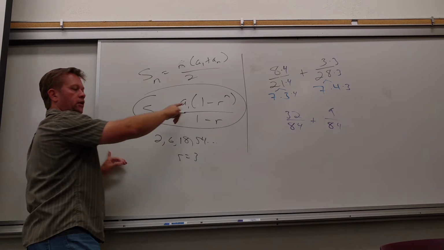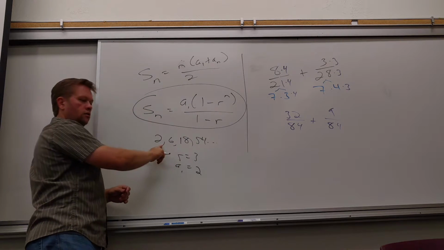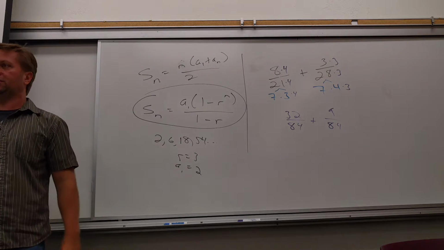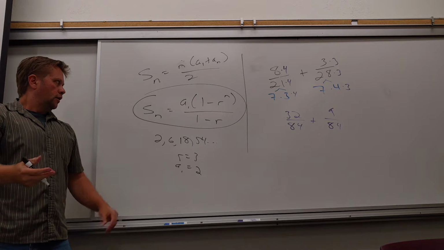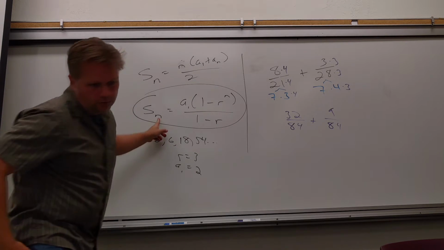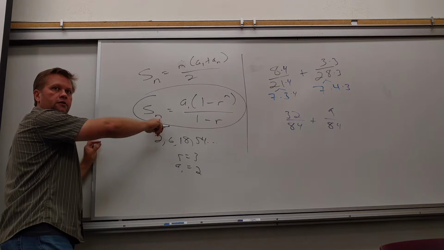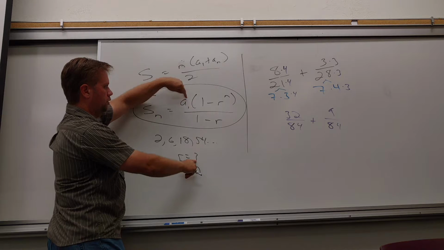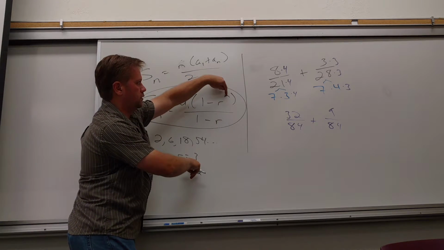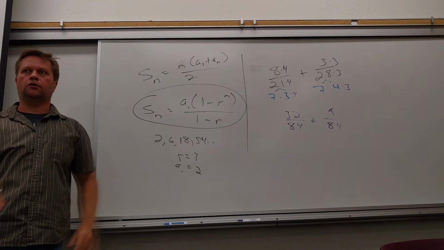What else does this formula need? A1 is what? 2. A1 just means the first number. That's why it's A1. And it wants to figure out the sum of the first 10 terms. So N is going to be 10. So it's really just plug and chug. Put a 2 here, put a 3 here and here, and put a 10 there. And then just slap that bad boy in your calculator.